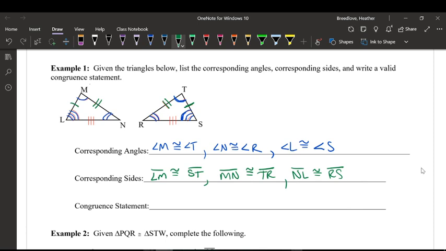And now that I have corresponding angles and corresponding sides or segments, I can write a congruency statement that triangle, and it doesn't matter what order I do this in, so NLM is congruent to triangle, and I just have to match it. I said N, so R. Then I said L, so that goes with S. And then I said M, and M goes with T. It doesn't matter the order you list the first triangle, but the second triangle has to match it.